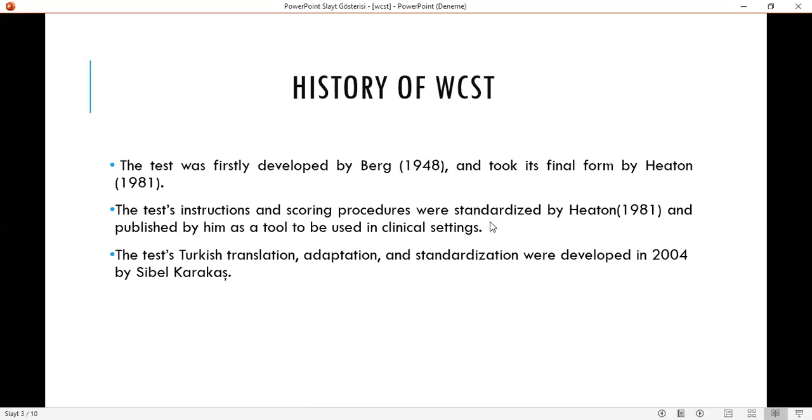When we look at the history of the WCST, the test was first developed by Burke in 1948 and took its final form by Heaton in 1981. The test instructions and scoring procedures were standardized by Heaton in 1981 and published by him as a tool to be used in clinical settings. The Turkish translation, adaptation, and standardization were developed in 2004 by Sibel Karateş.